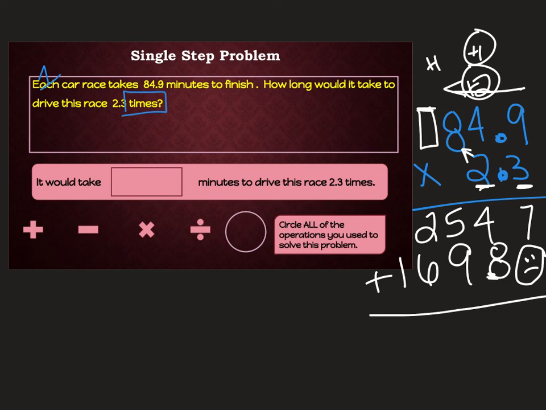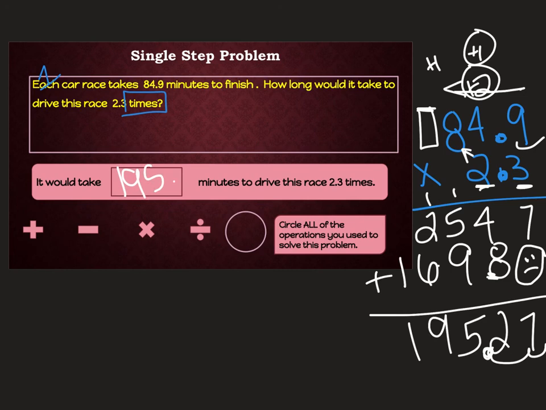And I add all those bad boys together. 7, 8 plus 4 is 12, 10, 15. Regroup the 1, 6, 7, 8, 9, and a 1. And then I look at my decimals. I said I had 2 of them, so 1, 2. So it looks like it's going to take me 195 minutes, or 195.27 minutes. Okay, so that's how you solve that one.